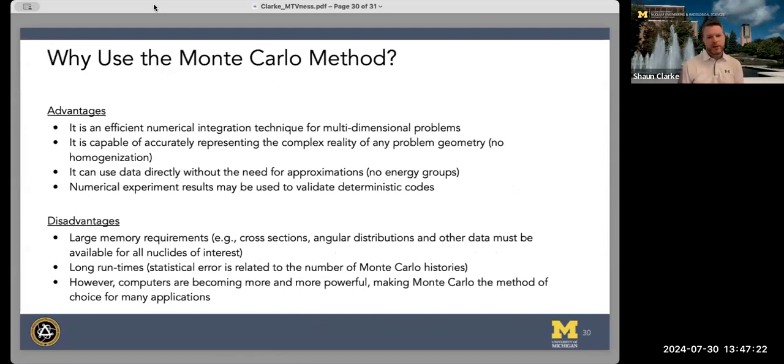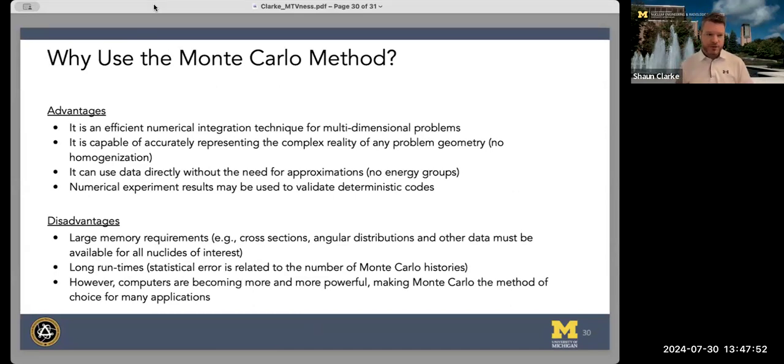So in summary, just a couple closing thoughts here. The Monte Carlo method is an approach that relies on a large number of independent statistical trials to solve a problem. That's the summary. There are a number of advantages to the method. It's an efficient technique that can be used for multidimensional problems, which are problems that can't be solved analytically. We can use Monte Carlo to solve the problem numerically.